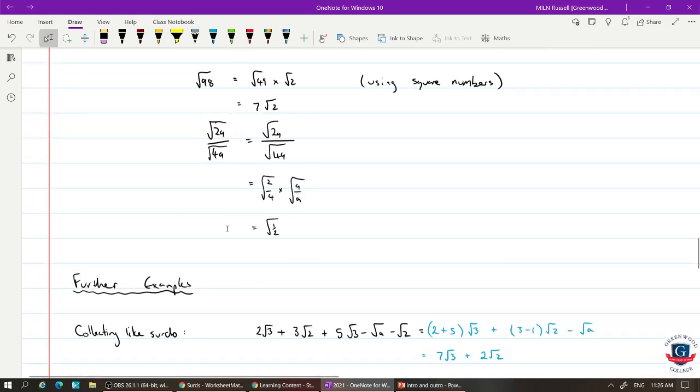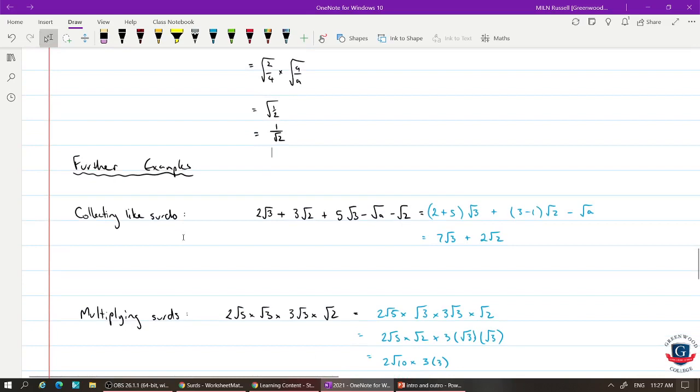We have root 2a on root 4a, which is what it's supposed to be. Root 2a on root 4a, we can split the surds into root 2 on root 4 times root a on root a. 2 on 4 is a half. A on a is 1, so anything times 1 is itself, and that will simplify to 1 on root 2.